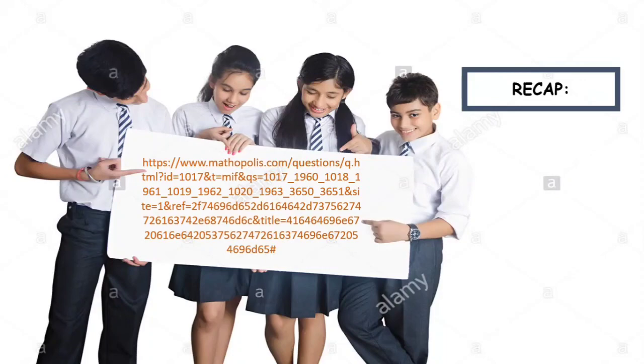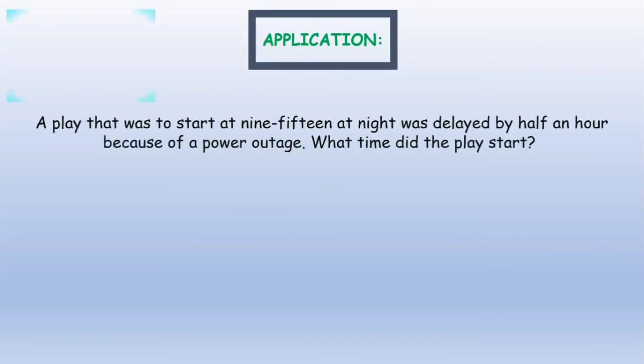Moving on to the next, we have one application question for you. So here I have one question for you which says a play that was to start at 9:15 at night was delayed by half an hour because of a power outage. What time did the play start? So this sum you have to try and solve by either using addition or subtraction.